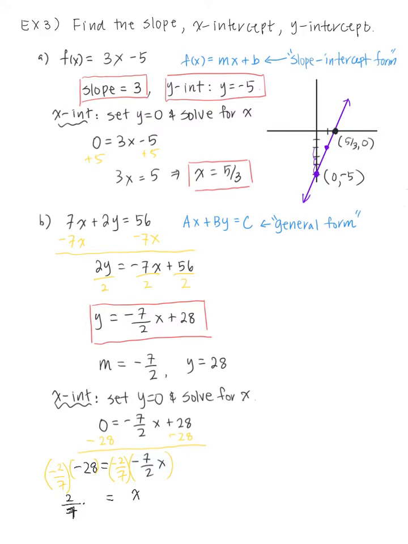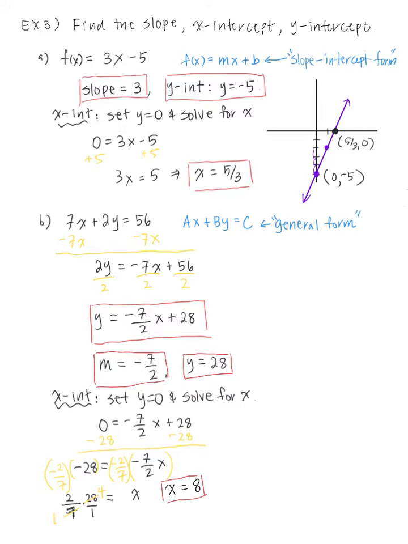Then 28 is the same thing as 28/1. Before I multiply 2 and 28, I think I can simplify a little bit. 7 goes into 7 once, and into 28 4 times. So it looks like our x-intercept is going to be 2 times 4, which is just 8. Let me box that. And here is the slope, which is -7/2, the y-intercept is 28, and the x-intercept is 8.